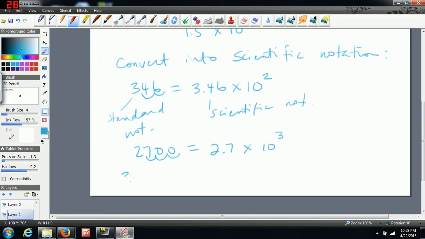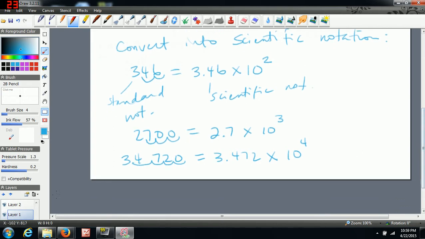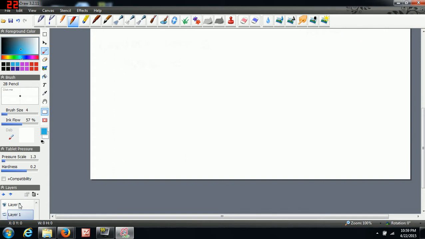Let's try a bigger one. 34720. So again, the decimal is at the end of the number. So I go 1, 2, 3, 4 until I get to the left utmost digit, okay, other than 0. So in this case, I had to move it 4 times to the left. So I write 3.472. Don't need to write the 0. Times 10 to the 4. So that's converted into scientific. Okay, I'm going to show you a few examples of numbers that are less than 1.